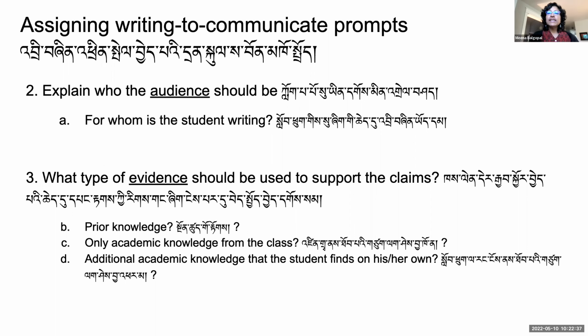So if, for example, the assignment is to explain to their family members about some neuroscience topic, they should write it for the understanding level of their audience.